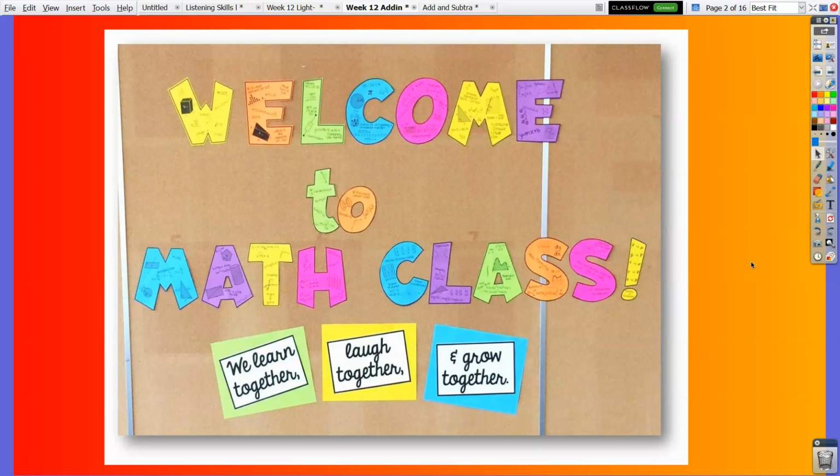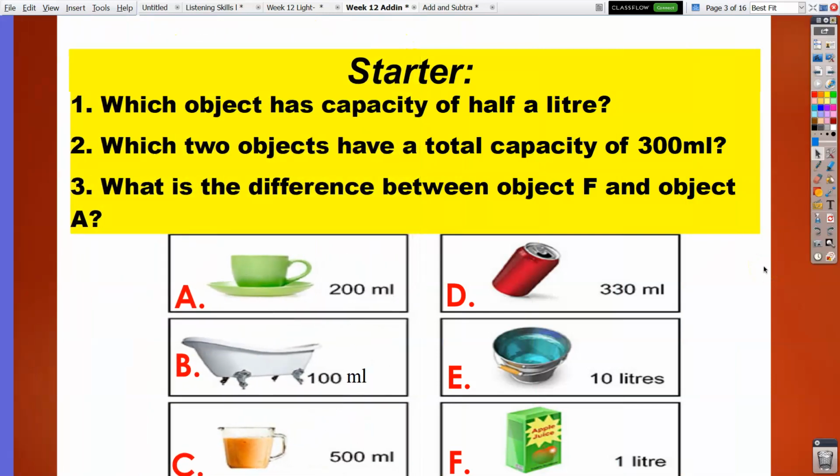Today in our maths lesson, we are going to talk about adding and subtracting units of capacity. And for our starter activity, answer the three questions based on the different pictures and the measurement given.